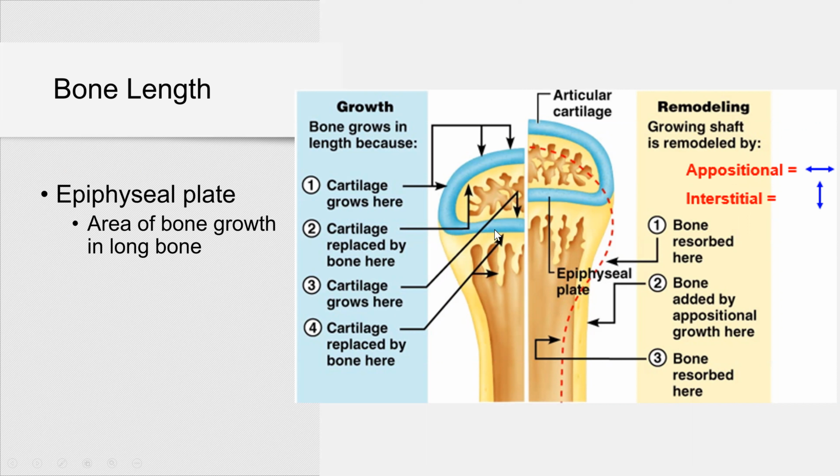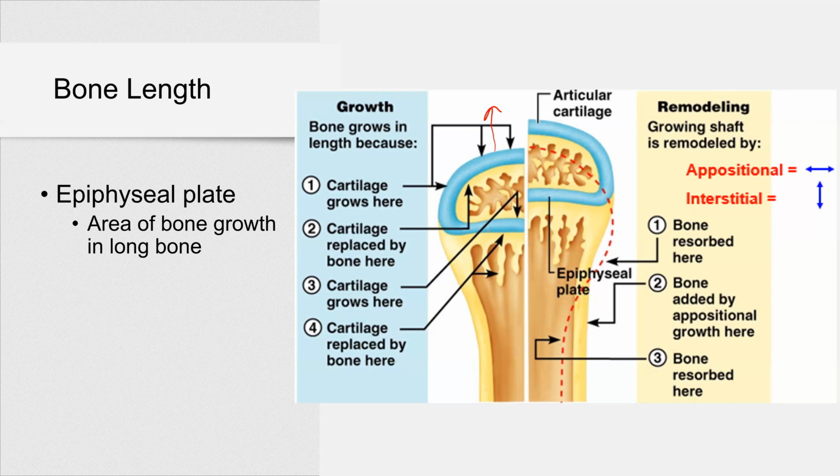Now the cartilage will grow right there and over here, because cartilage has the ability to divide. So when you divide, you have more cells, and you obviously increase this area. So this area became bigger. So you grow up, right? So that's your bone growing.